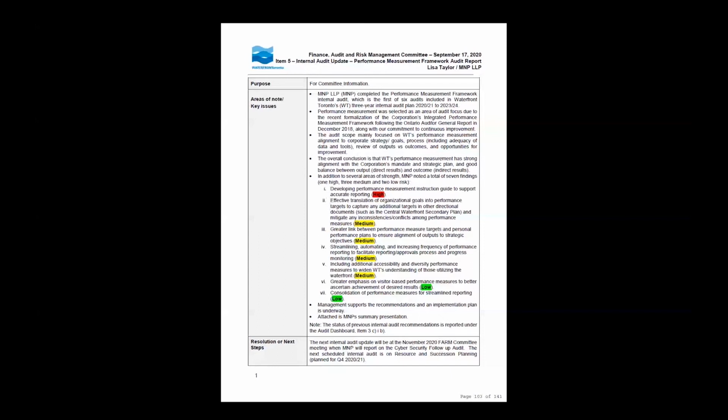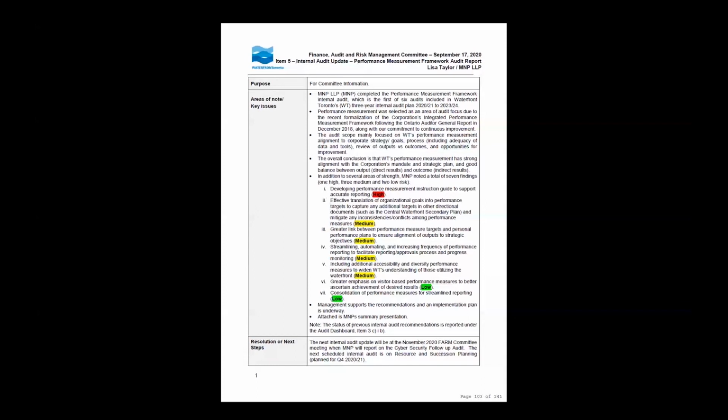Before I turn it over to Veronica and Jason from MNP, I just wanted to give context to the committee regarding the update. MNP are going to make a presentation on their performance measurement internal audit. Performance measurement was an area included in the internal audit plan approved by this committee back in February, and it's the first audit of the three-year internal audit plan. The rationale for including this area was that we have just recently implemented an integrated performance measurement framework.